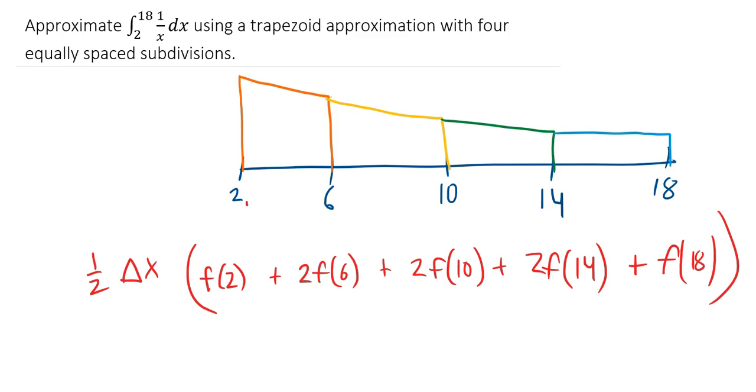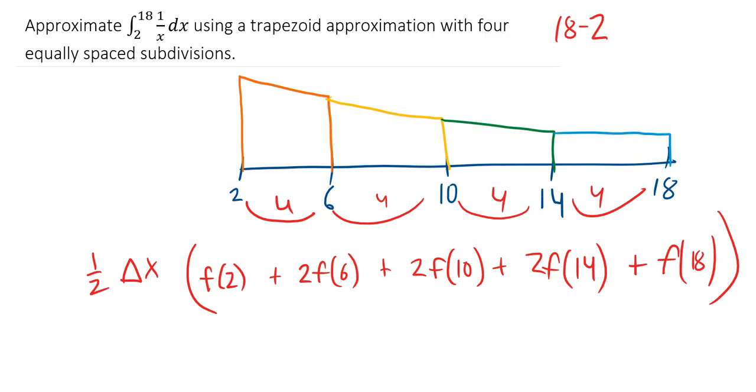In this case, my delta x is 4. From 2 to 6 is 4, from 6 to 10 is 4, from 10 to 14 is 4, 14 to 18 is 4. The reason it's 4 is because I went from 2 to 18. So I went a distance of 16. I did it in 4 moves, so each one had to be 16/4. Each one had to be 4 long. That's my delta x. In general, it's b minus a over n, where n is the number of subintervals.